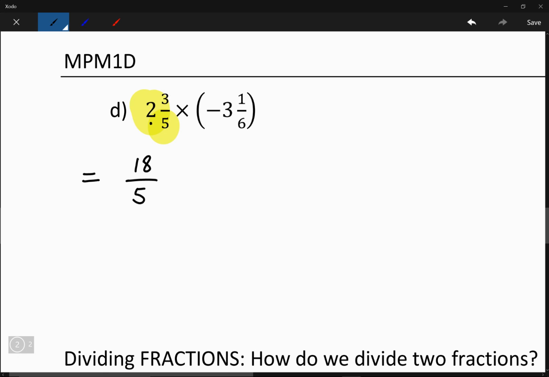Oh, I'm sorry, I made a little mistake. It's 2 times 5 is 10. Sorry. So let me undo that. 2 times 5 is 10, plus 3 is 13. And the denominator is 5. So 3 times 6 is 18, and you add 1, it's going to be 19, and over 6. And don't forget your negative sign. And then you take your calculator, because these numbers get bigger. When you do 13 times 19, you get 247. And when you do 5 times 6, you get 30. Okay, and then don't forget the negative sign.